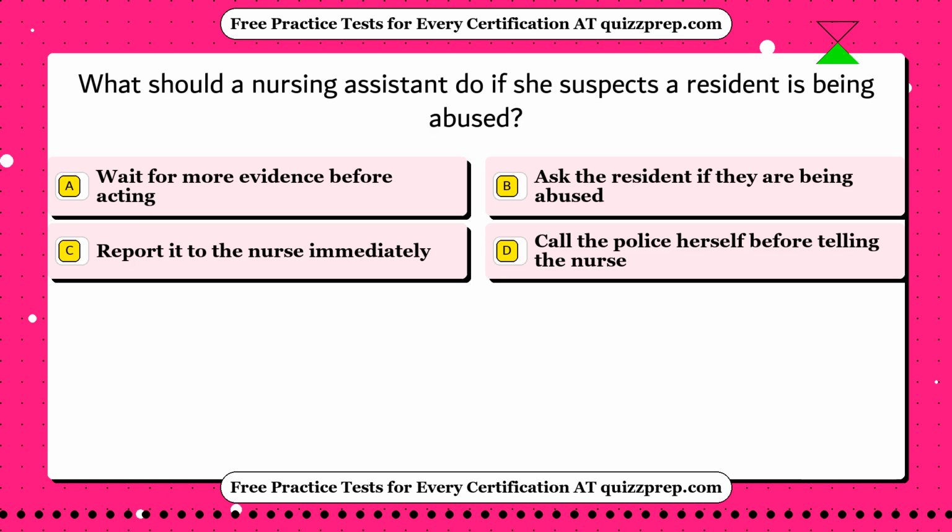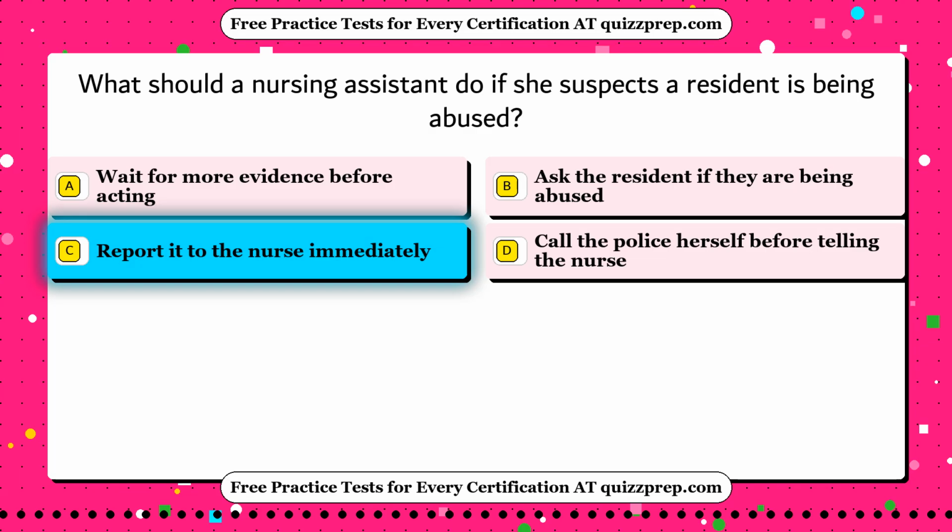Question 65. What should a nursing assistant do if she suspects a resident is being abused? Option A, wait for more evidence before acting. Option B, ask the resident if they are being abused. Option C, report it to the nurse immediately. Option D, call the police herself before telling the nurse.